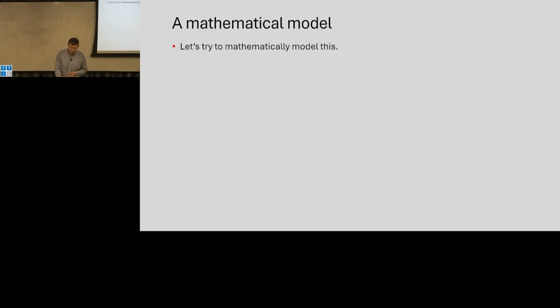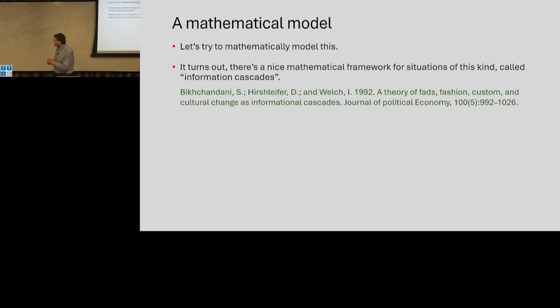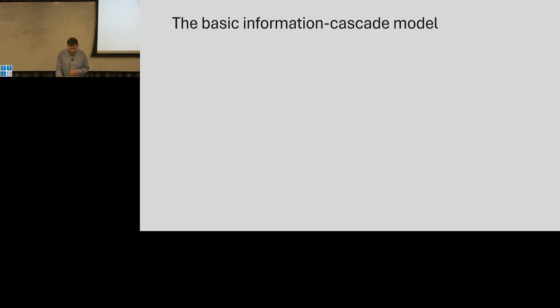There's actually a really nice mathematical framework for situations of this kind called information cascades. It's a classic mathematical model. If you haven't seen it before, let me describe what an information cascade is. We can see that it has a nice connection here, and then we can see things we can do about it. Okay, so here's a basic information cascade model.